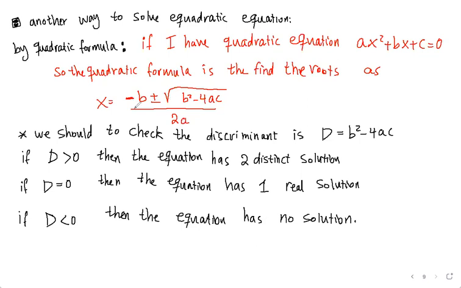So before I use this quadratic formula, I have to check d. d is b squared minus 4ac, similar to what is under the radical. I have to check this one. If d is positive, we have two different solutions. If d is 0, I have only one real solution. If d is negative, I don't have any real solution. Okay, let me give an example for using the quadratic formula. Can I go to the next slide?